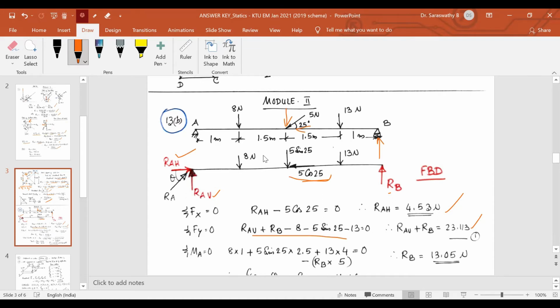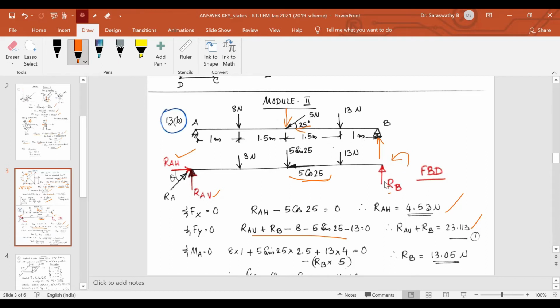Consider the remaining forces. 8 into perpendicular distance. This is the distance 1 meter. So 8 into 1 produces clockwise. 8 into 1. 5 sine 25 into this distance. 1 plus 1.5 is 2.5. 5 sine 25 into 2.5. 13 into this much distance, 1.5 plus 1.5 plus 1, 4. So 13 into 4. Now this RB is acting at a total distance 1 plus 3, 4 plus 1, 5. RB into 5. RB, this is the direction of arrow, it will produce an anti-clockwise moment.